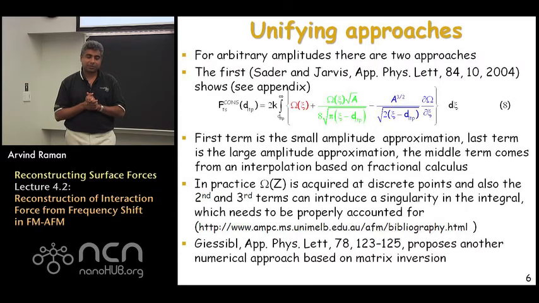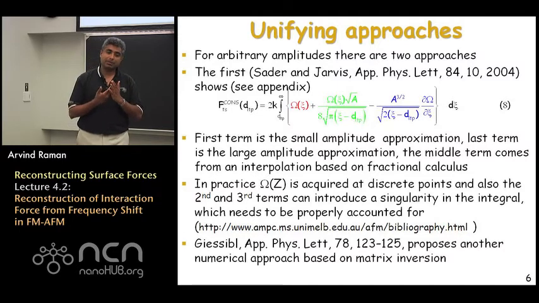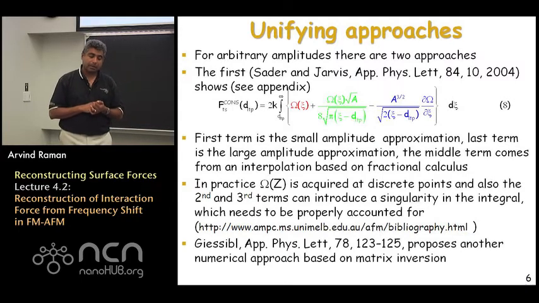The first was developed by Sader and Jarvis in a very well-known article, which is referred to here. But what they basically do, and you can look at the appendix for more details, is they come up with a formula that relates the conservative part of the tip-sample interaction force at the DLTP, which is the tip-sample gap at the lower turnaround point, in terms of this integral. This 2k multiplies the whole integral.